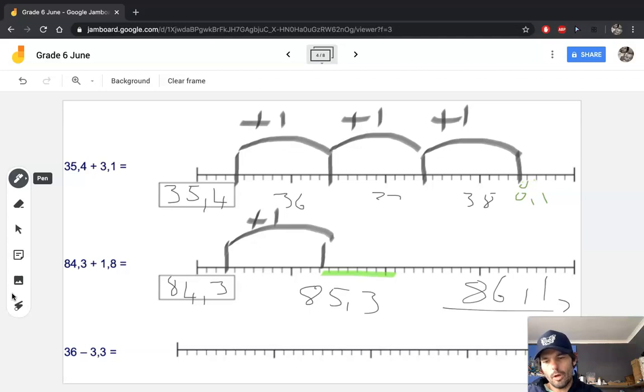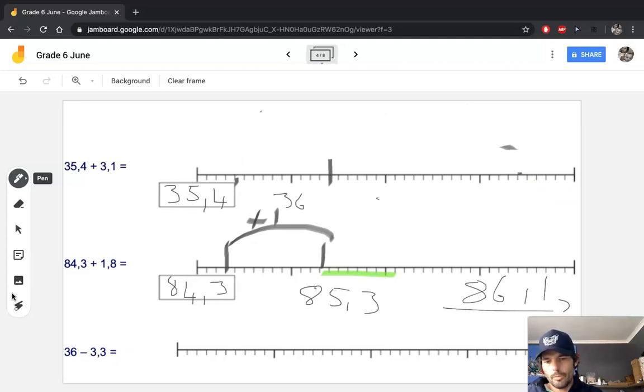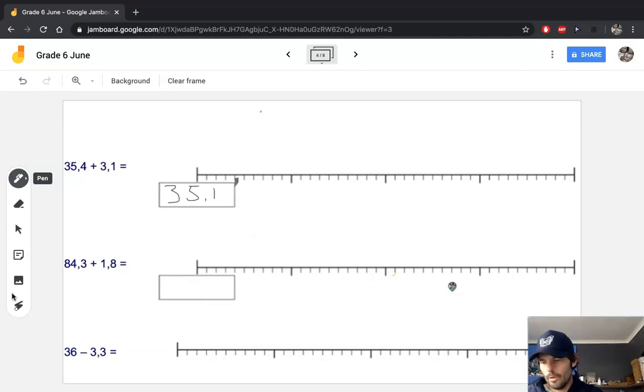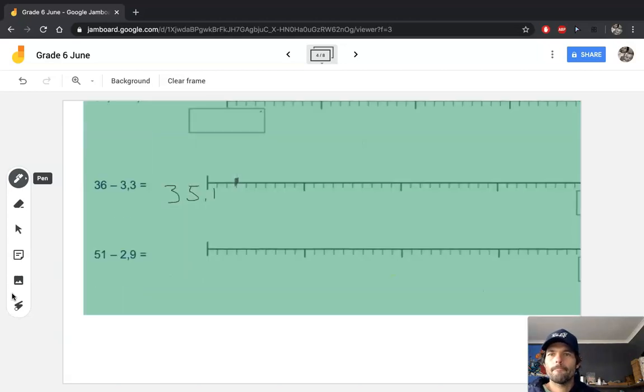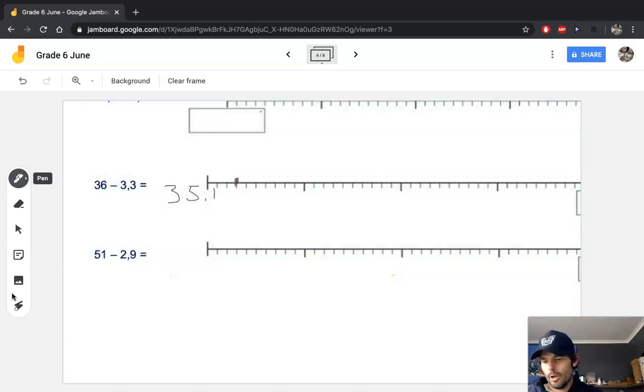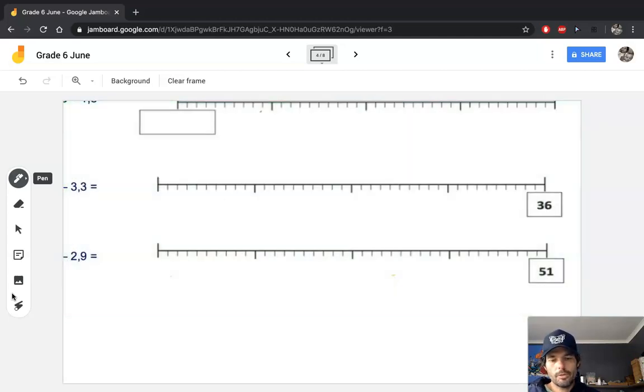Question, or the third example, is 36 minus 3,3. And if I just clear a bit of space here quickly, we can move it up. Okay. So we need to start, and it's subtraction this time, so we're going to be working backwards. Okay, so 36 minus 3,3. I'm going to break up the 3,3 into 3 units and 3 tenths.